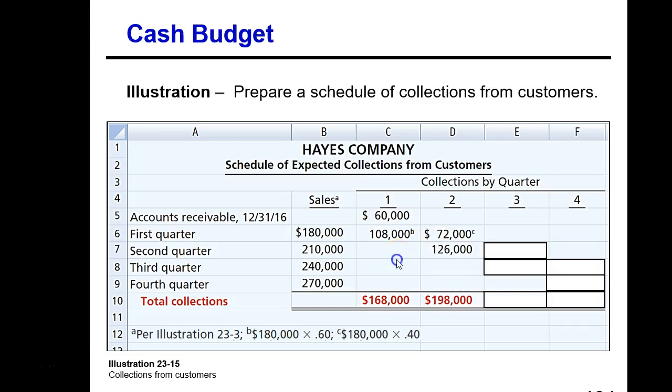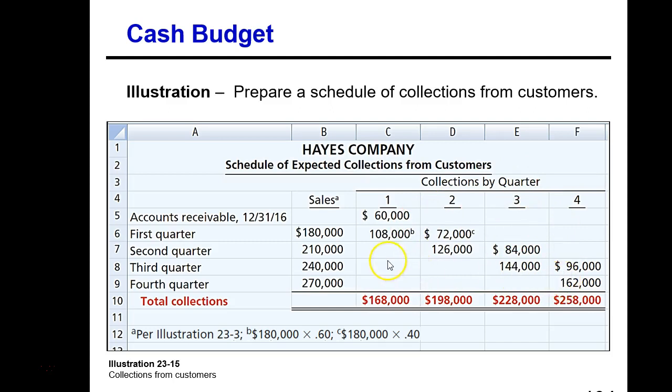We're going to continue that for sales for the second quarter, sales for the third quarter, and then for our fourth quarter sales, we're only showing the amount we expect to collect in the fourth quarter, which would be the 60%. The other 40% will be collected in the upcoming year. So you're going to add the amount of cash we expect to receive each quarter, in this case from sales and also from our accounts receivable.